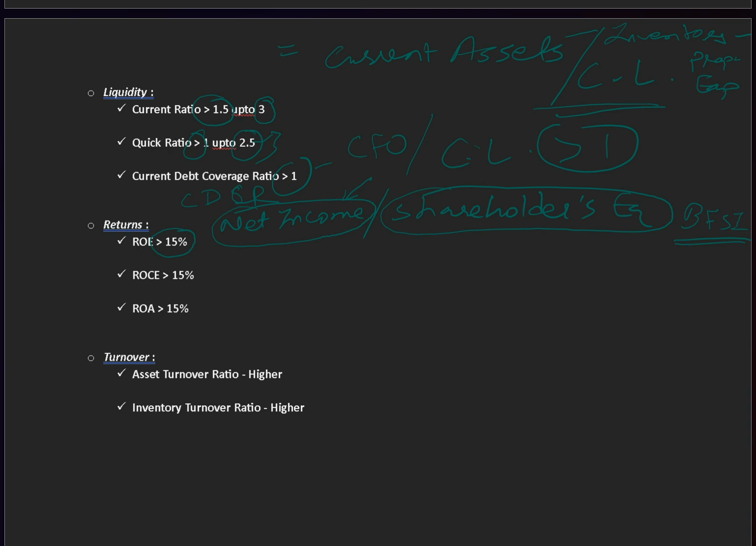Next, we move on to ROCE, return on capital employed. Again, it should be greater than 15%. But the only difference is it is EBIT, not net income, divided by capital employed. This capital employed consists of debt taken by the company as well, apart from shareholders' equity. So this is a better metric where companies take loans. In the banks' case, they don't take loans, banks take deposits from customers. So ROE is more important there.